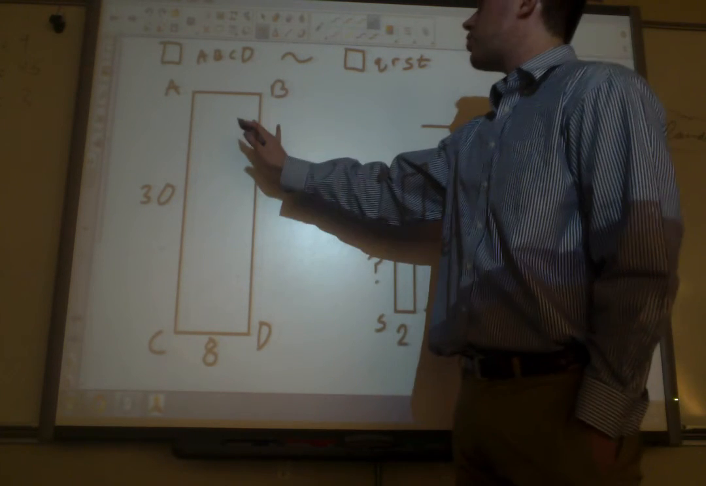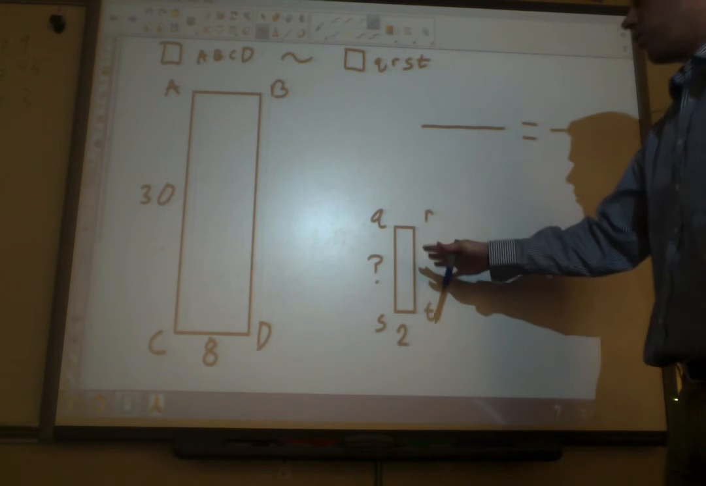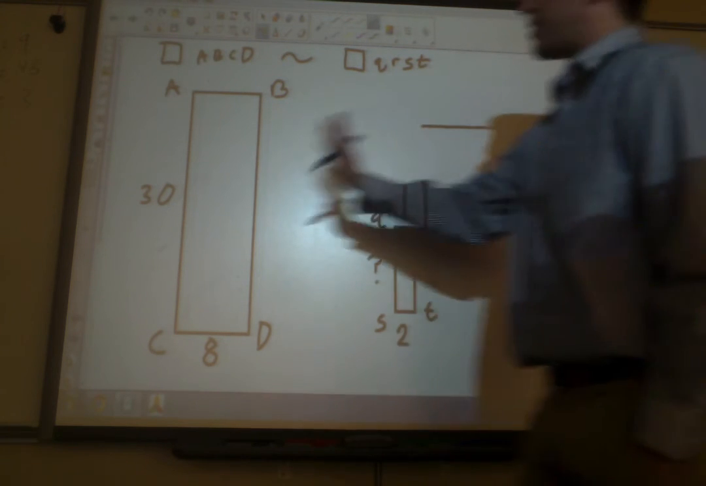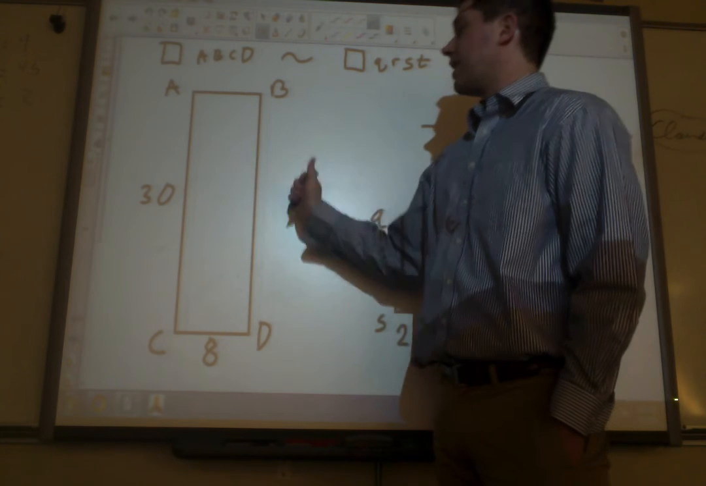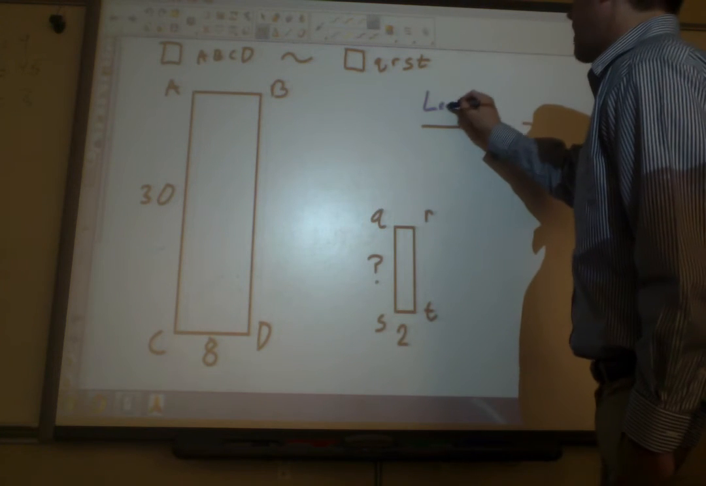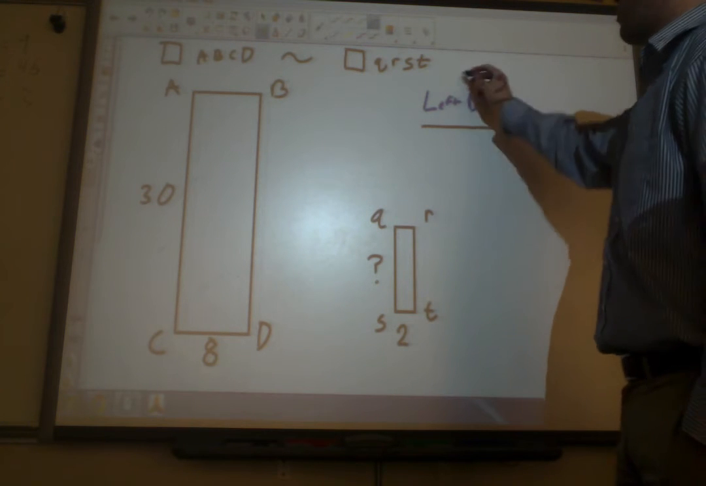I'm just going to call this rectangle right here the big rectangle, and this is the little rectangle. Okay? So here's what I mean. Let's start with this side right here. We're going to call this the left side on the big rectangle, right? Okay, so left, big. And let's say we put that number here, 30.